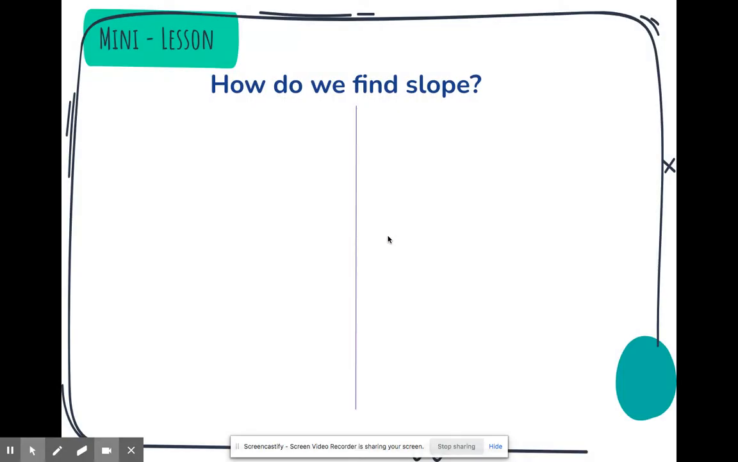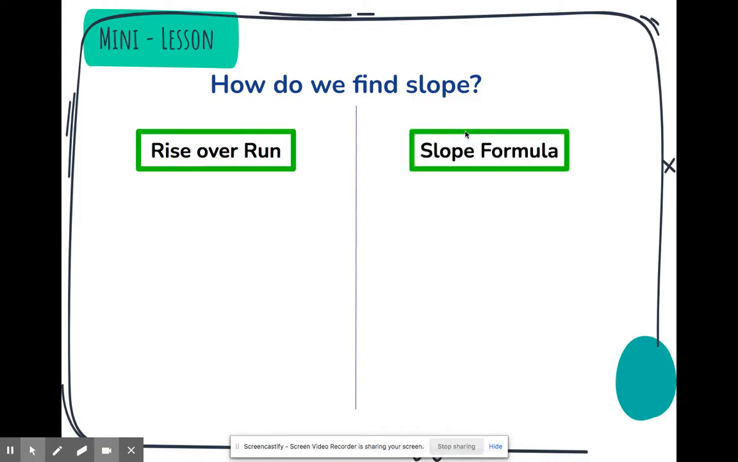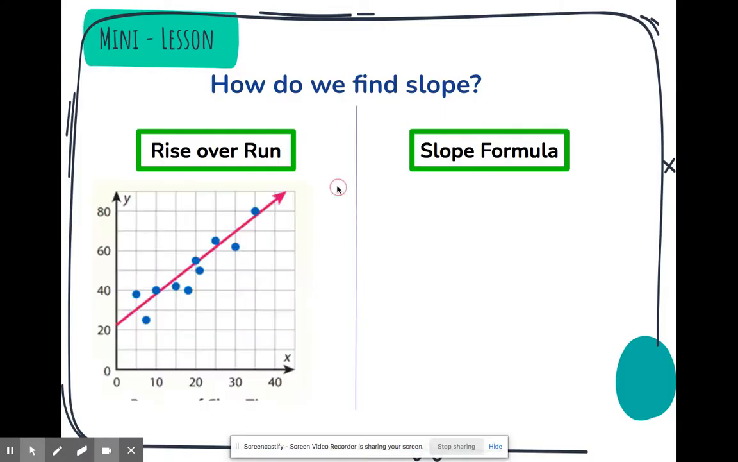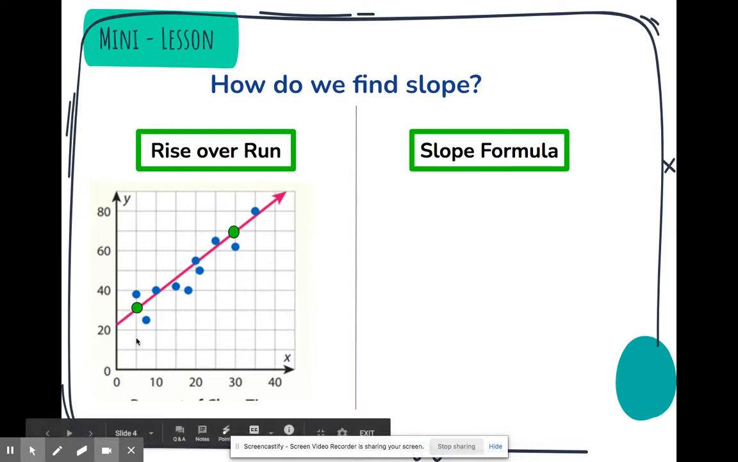All right, so how do we find slope when we're looking at a line of best fit? Well, of course, we have rise over run, and we're also going to teach you about the slope formula today. So let's look at rise over run first. If you remember, for rise over run, choose 2 points. You can choose any 2 points on your line of best fit, but choose 2 where you're hitting a cross point, where your x and y gridlines meet. Here and here. So we've got 2 points.